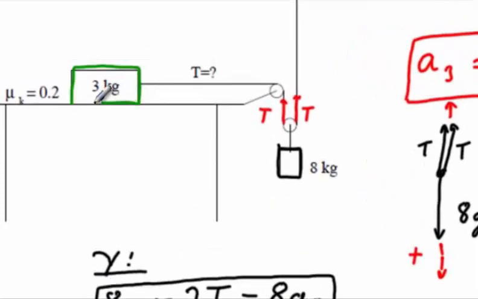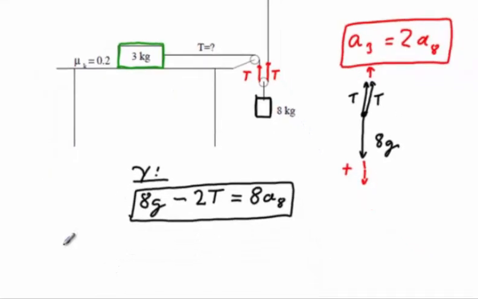The second part of the analysis involves analyzing the 3 kilogram mass. Again, the first step in every force problem is to draw a free body diagram. This dot will represent the 3 kilogram mass, and we'll name each and every force acting on this mass. First is gravity, which is 3g downward.